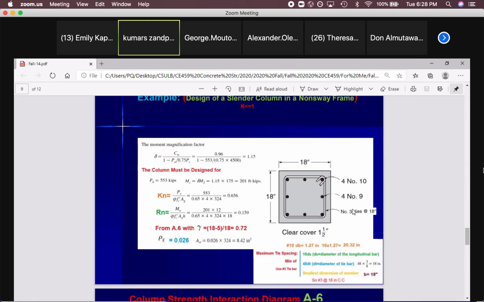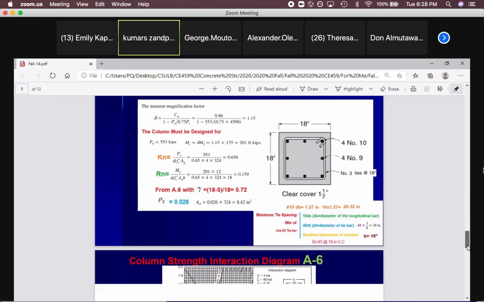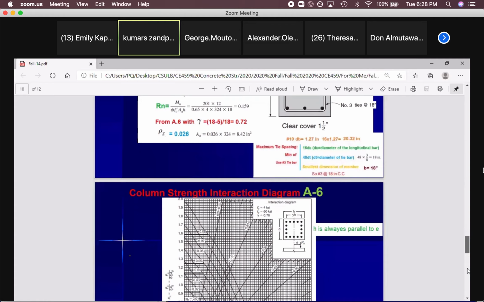What's the minimum required spacing for the tie bars? The minimum is 16 times the diameter of the bigger size. Bigger size is 1.27. 16 times that means 20.32. That's this one. 48 times the diameter of the tie bar, 3/8, gives 18 inches. And the smallest dimension of the column is 18 inches. Between all these three, the smallest is 18 inches. So number 3 at 18 inches. That's it. As you can see, it's not that hard, and that's your homework.